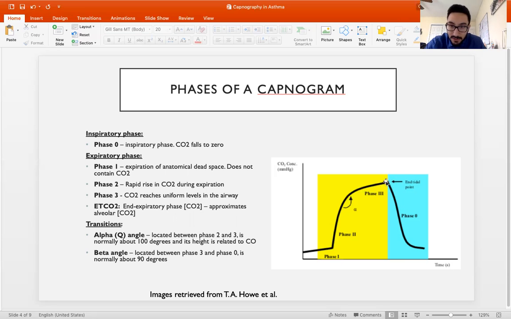And here's your EtCO2 point. It's the very end of your expiration phase. And this number of CO2 is the concentration of CO2 here, right at this peak. And that approximates the concentration of CO2 in the alveoli. And lastly, it's not shown on this graph actually, but between phase 3 and phase 0, this angle right here is your beta angle, and that's normally about 90 degrees.